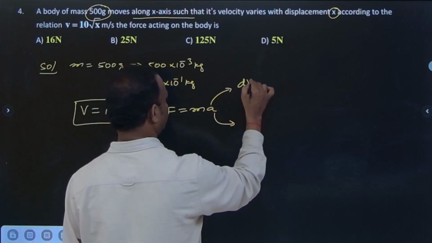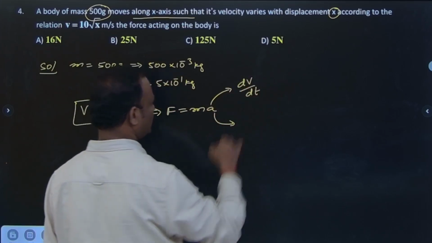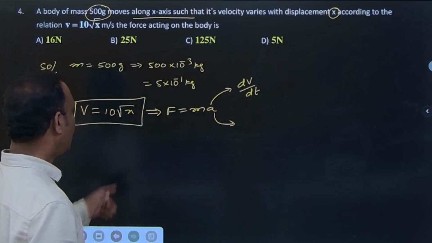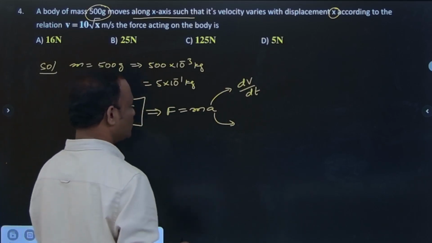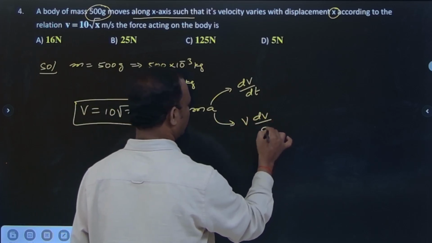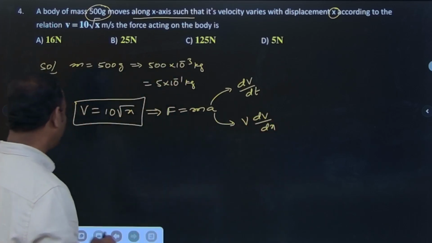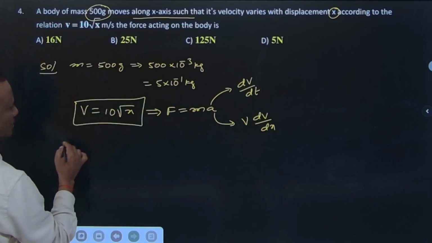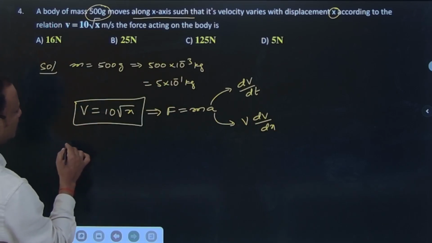One is dv by dt, differentiation with respect to time. And with respect to position, when you talk as a function of position, it is v into dv by dx. So in place of this one, I need to write this: v into dv by dx.